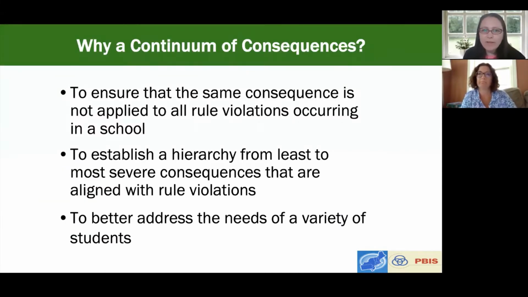Great. So just a quick reminder of why a continuum of consequences or responses to concerning behavior is necessary. We want to ensure that we're using consistent consequences that match the level of concerning behavior that we're seeing in students. And obviously we want the least severe consequences to match the behaviors that are deemed the least severe. And the most severe consequences should be reserved for the most severe rule violations. We discussed this in greater detail in part 1 of the 3-part series, which you can access on the Northeast PBIS website.